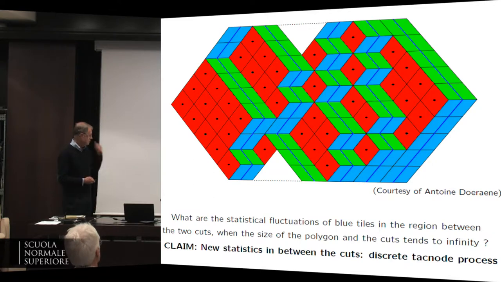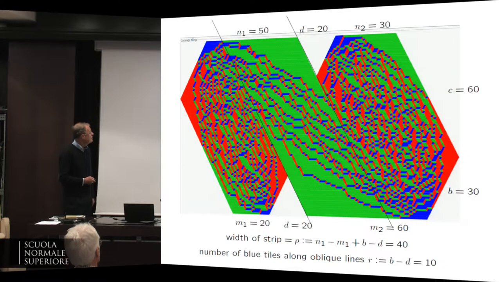Okay, this is a tiling that Antoine did here. These are all the lengths: 50, 30, 20, 60 and 30. You have the two cuts here, which I showed you. This is a simulation; you ask a computer to do that. You have, again, those frozen regions here, red, blue, green, etc.